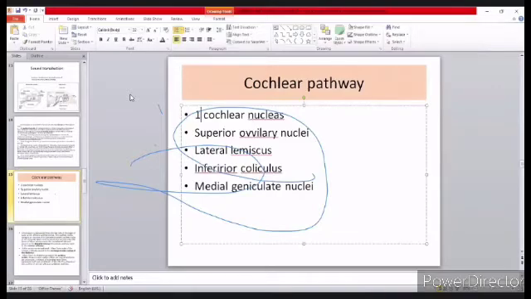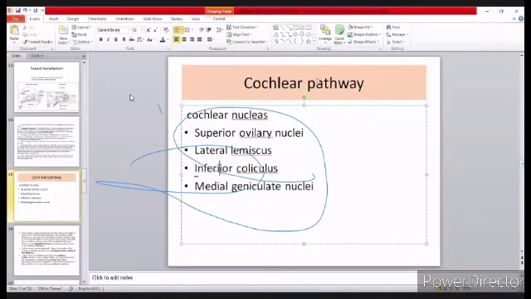Obviously, one is going to say describe. They want you to just know which areas. You have the cochlear nucleus, we have the superior olivary nucleus in the central nervous system. We have the lateral lemniscus, inferior colliculus, as well as the medial geniculate nucleus. That's where they will go.